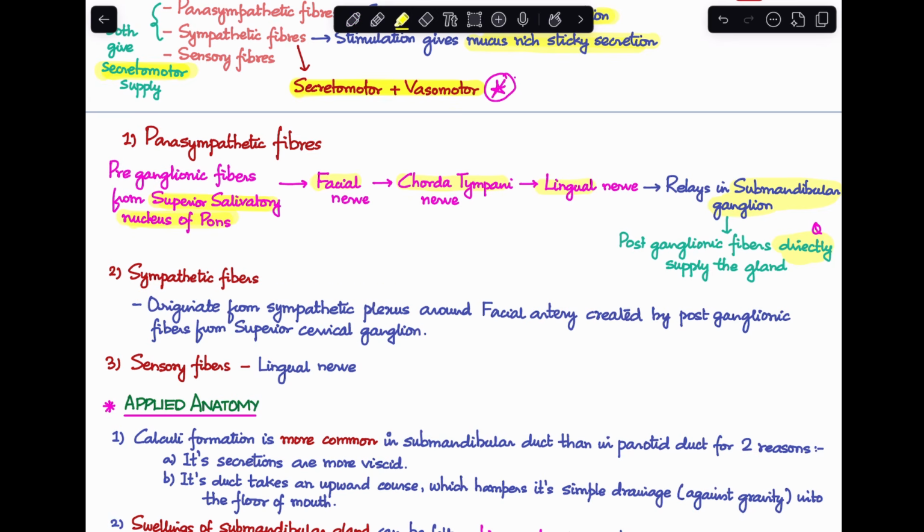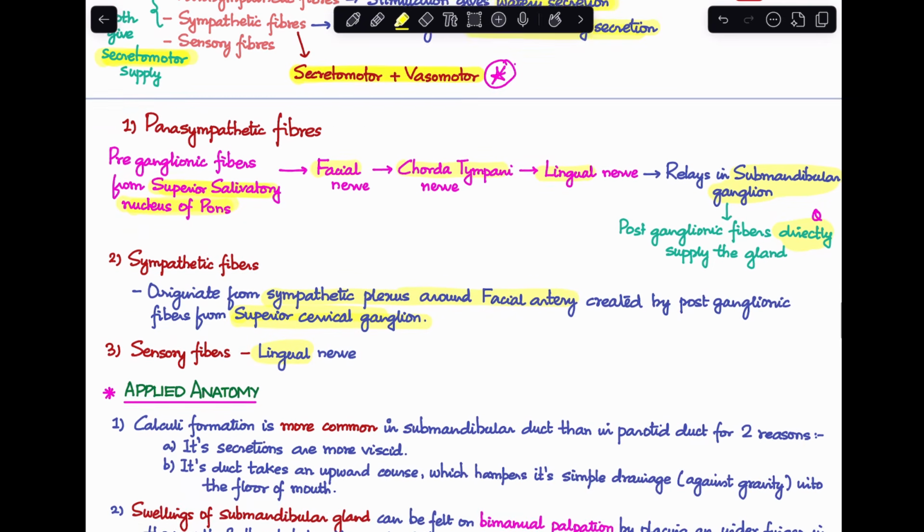Next are the sympathetic fibers. These originate from the sympathetic plexus around the facial artery. This is created by the postganglionic fibers coming from the superior cervical ganglion. Lastly, the sensory fibers are by the lingual nerve. So that's about the nerve supply of the submandibular gland.